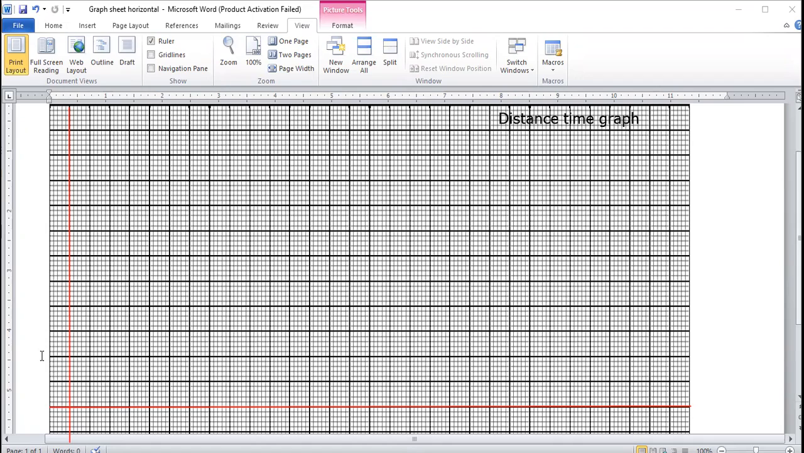Distance time graph. This will be 10 km, 20 km, 30 km, and 40 km. Okay, 10, 20, 30, 40 km. This will be there. And they are saying that they are moving toward each other, but they are not telling us what will be the time.